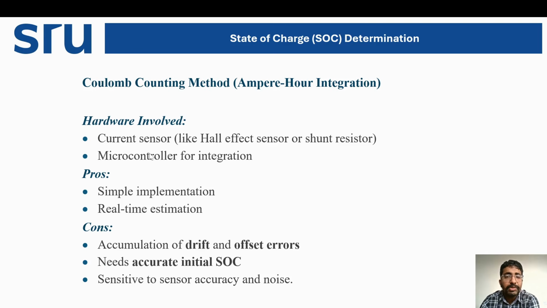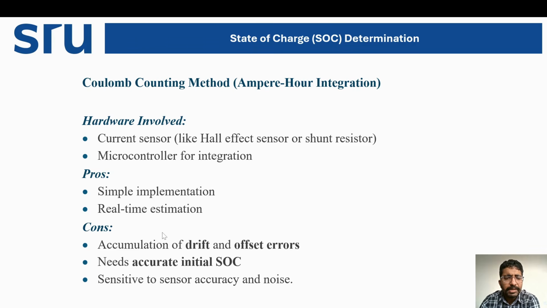Okay, so this is the first and simplest method, and here some hardware-based installations are required, like current sensing, because continuously we need to sense the magnitude of current. For that purpose there are current measurement sensors, like Hall effect sensors or shunt sensors. Then a microcontroller for integration. Definitely without a microcontroller, continuous monitoring and data analysis is not possible. The advantages of this technique are simple implementation and real-time estimation.